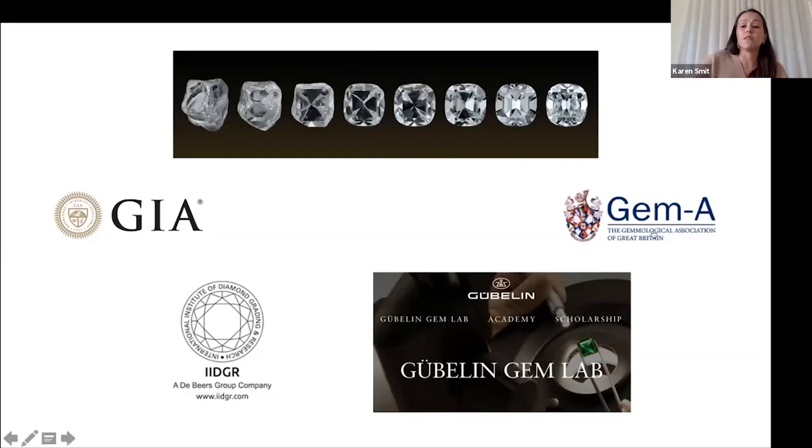All of these gem labs, their main business is issuing reports that state whether a diamond or colored gemstones, such as ruby, sapphire, emerald, are natural, synthetic, or treated. But most of these gem labs also have an education component, and that's where you can do your gem diploma, for example, that gives you a little bit more knowledge about the gem trade.